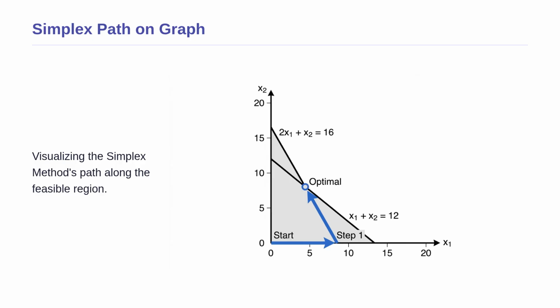This diagram visually proves what the math just did. We started at the origin, where we produced nothing and made 0 profit. In our first iteration, the algorithm saw that moving along the horizontal axis gave the fastest profit, so it jumped to the corner at 8,0, where we only made product 1. In the second iteration, it realized we could do even better by trading some of product 1 to make room for product 2, jumping to the final optimal corner at 4,8. The Simplex method literally walked the perimeter of the shaded shape until it found the best spot.